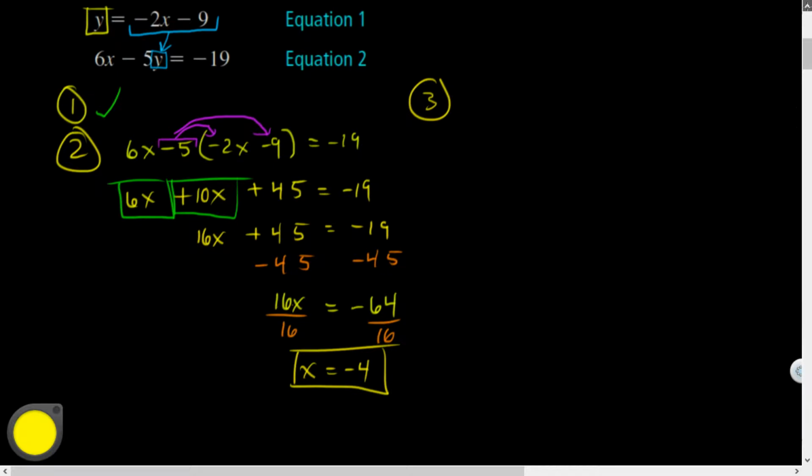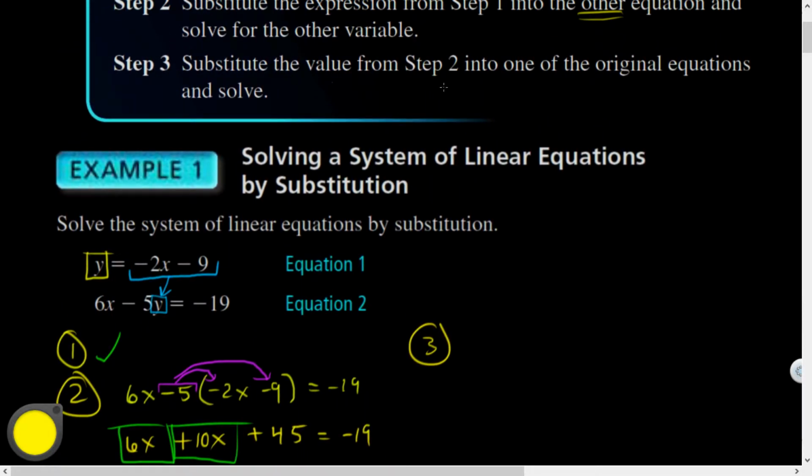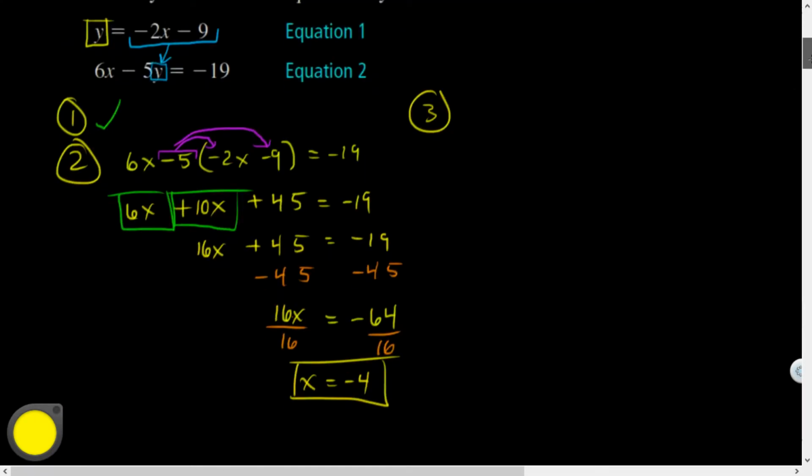What did step 3 say? Scrolling on up. Yeah, substitute the value from step 2 into any of the original equations. All right, so watch this. We're doing substitution again. If x is equal to -4, then that means I can plug this in for x. I could plug it in here if I want and solve.